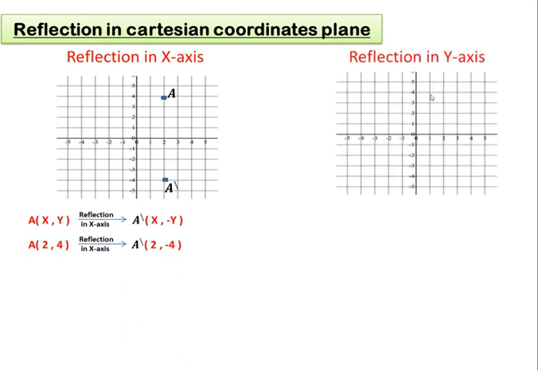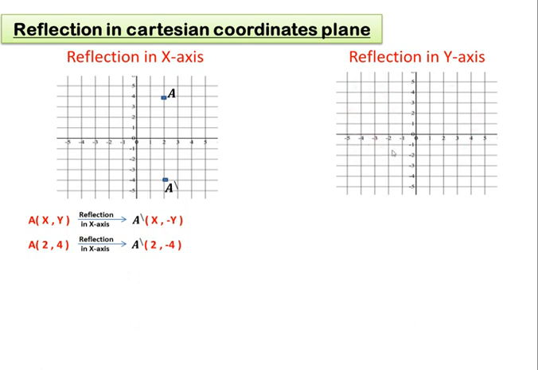We said when reflection in x axis, the change is at what? At y axis. Why? Because we use the x axis as a mirror, then the reflection will change the point in y. But the reflection in y axis, we use y axis as a mirror, then any point here, its image will be here.